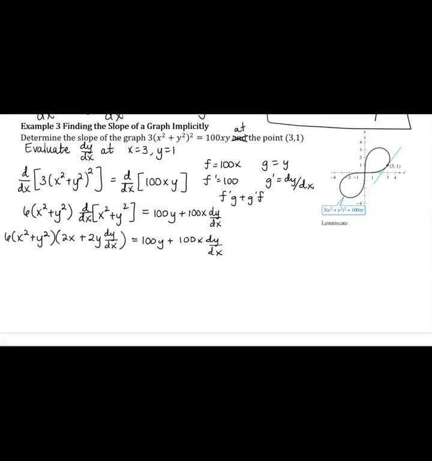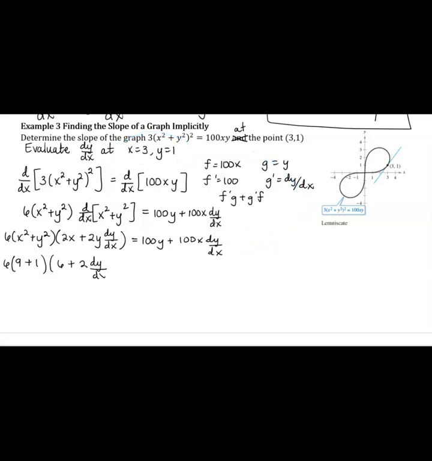So at this point, to solve for dy dx, we would need to do some FOILing out here. This would be very algebra intensive, but I don't actually have to solve for dy dx. I just want to know what is the value of dy dx when x is 3 and y is 1. I have finished differentiating this expression. So we are now able to simply plug in x is equal to 3 and y is equal to 1.